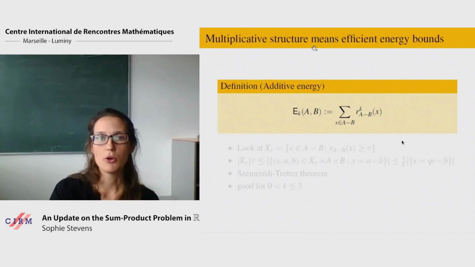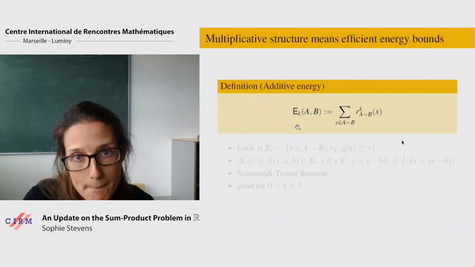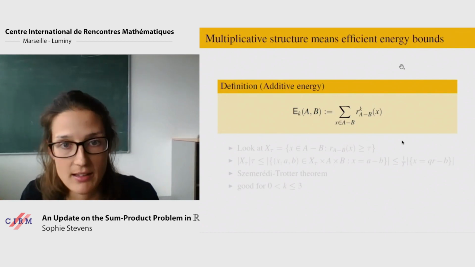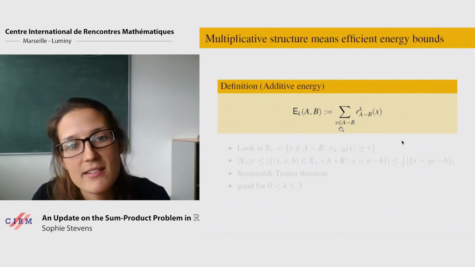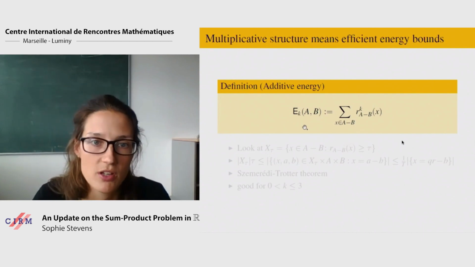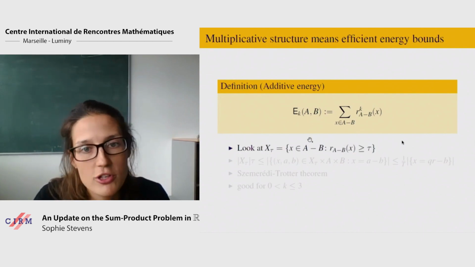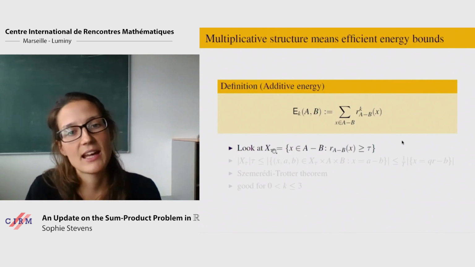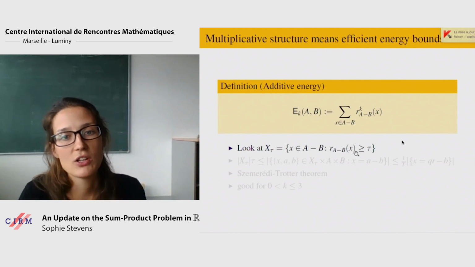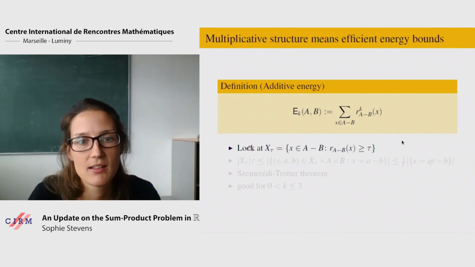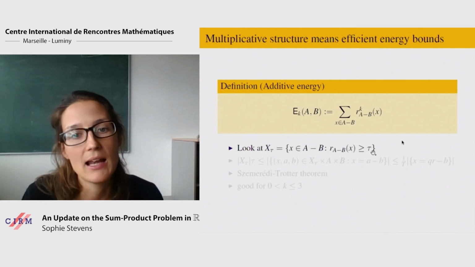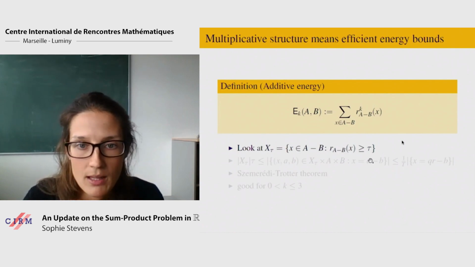So that's some multiplicative structure. And I claim that this is going to give us good energy bounds for this additive energy. And why is this? What we'll do is look at part of the support of this function. We'll introduce a parameter tau, and let's look at X tau to be the set of elements in this difference set for which the representation of an element is at least tau. So we're looking at the tau-rich elements of A minus B.